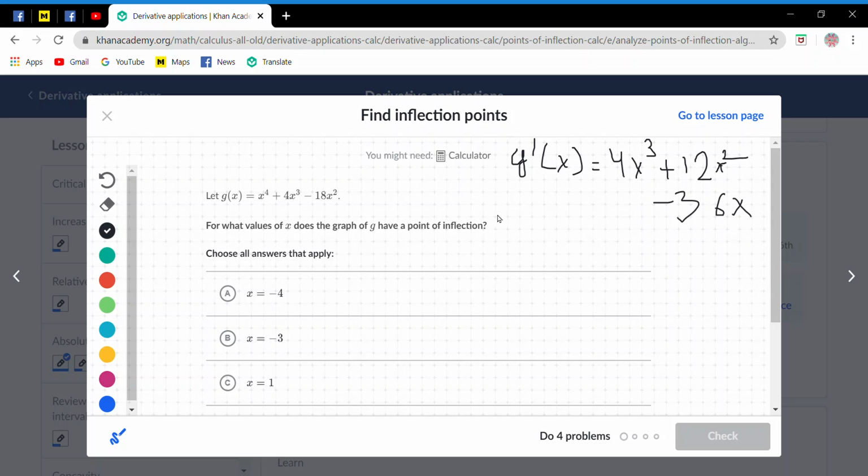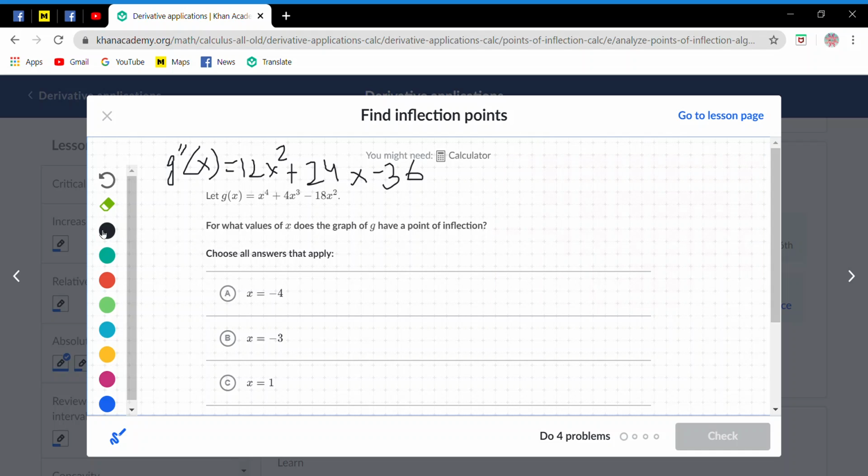So let's find the second derivative, g double prime of x. This is equal to the derivative of this. Let's use the power rule again. So 12x squared plus 24x minus 36. This is our second derivative. Let's see when this is equal to 0.